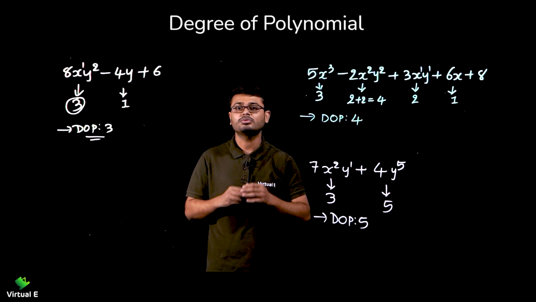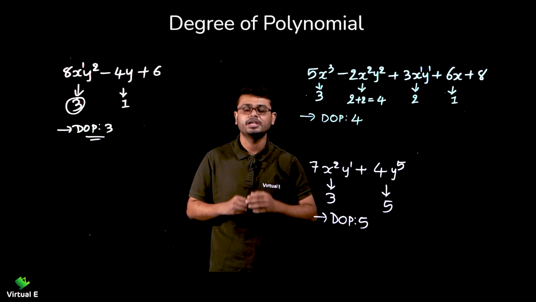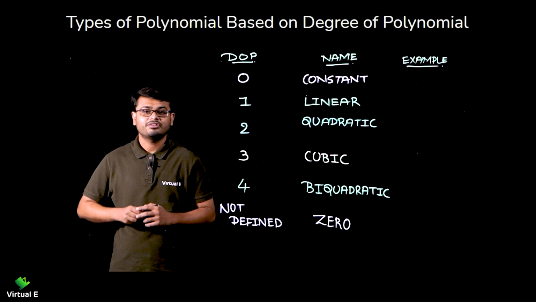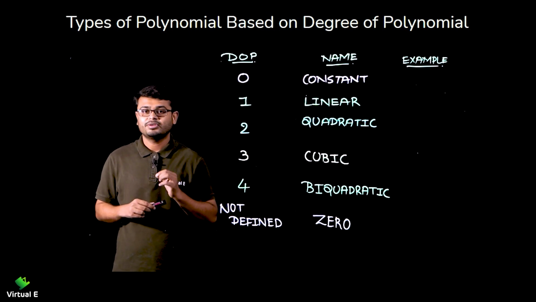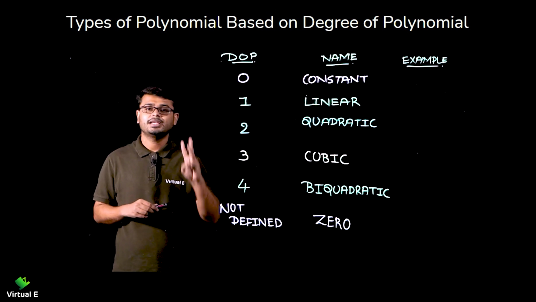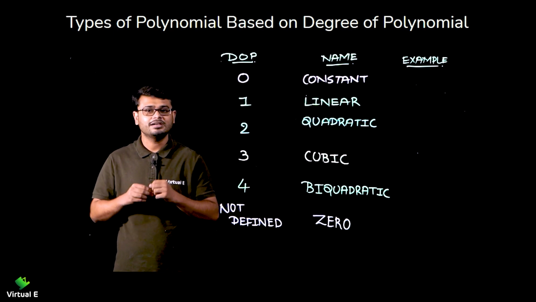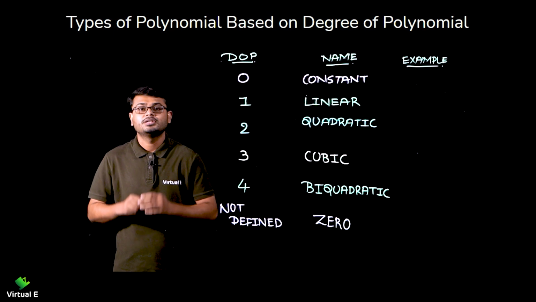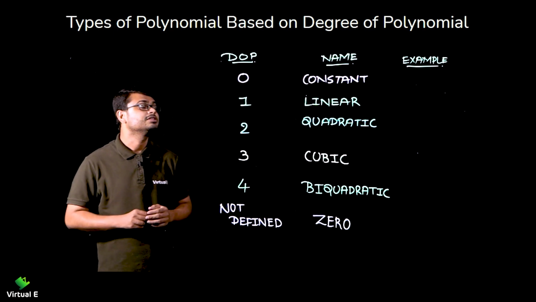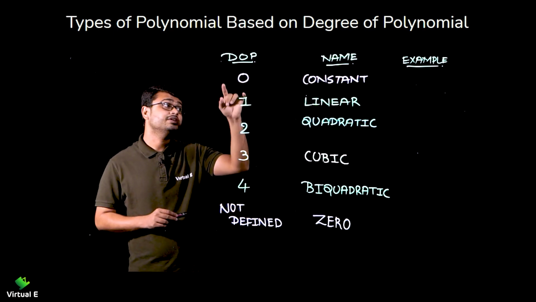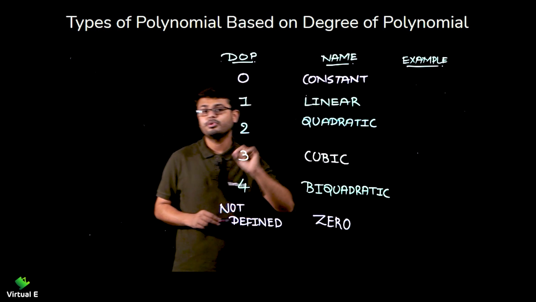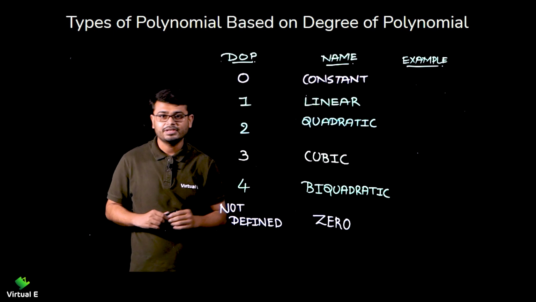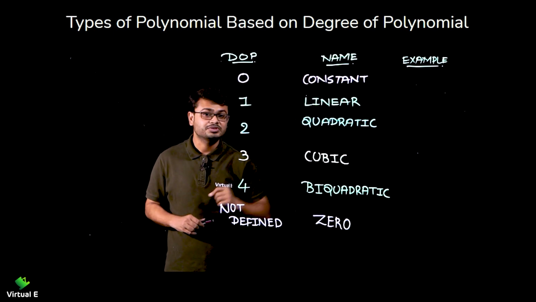Now let's learn how to classify polynomials based on degree of polynomial. So far we discussed one classification of polynomials based on the number of terms: monomial, binomial and trinomial. Now let's discuss another classification, which is based on degree of polynomial. So let's start with that. If the degree of polynomial is 0, it is called a constant polynomial. We discussed something like this, right? There was a question where only 4 was given and we wrote 4 into x raised to 0, right?